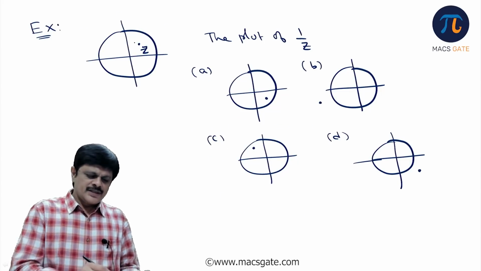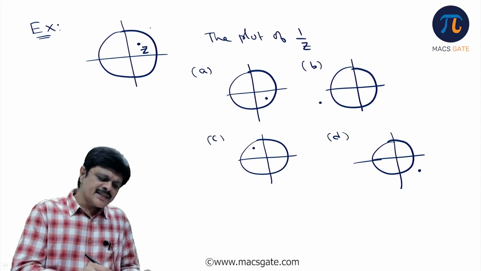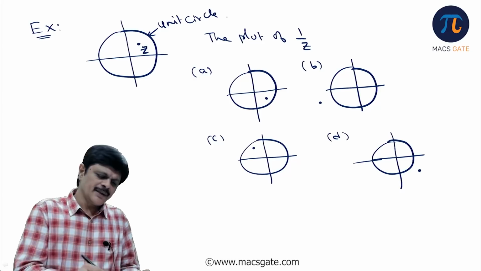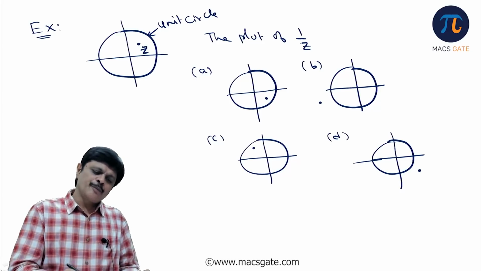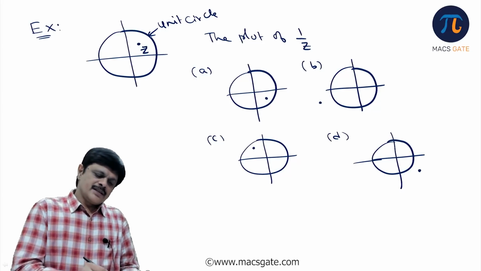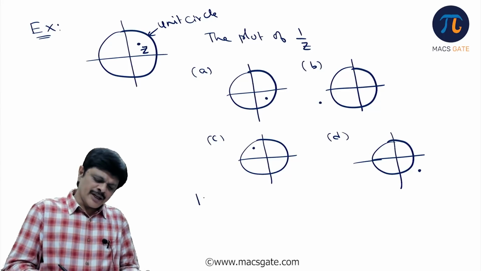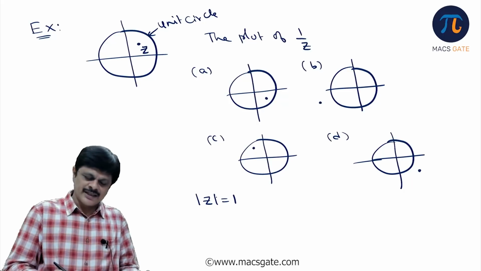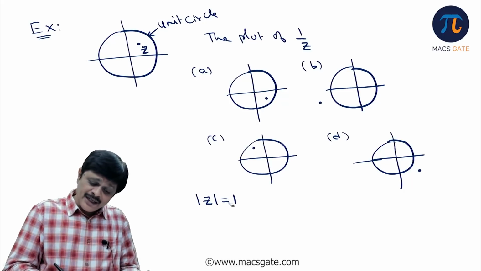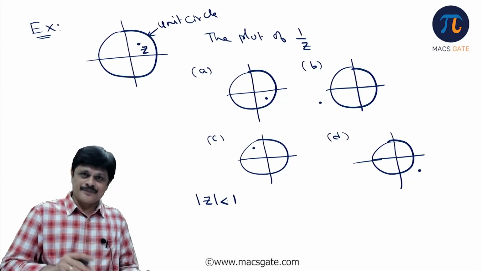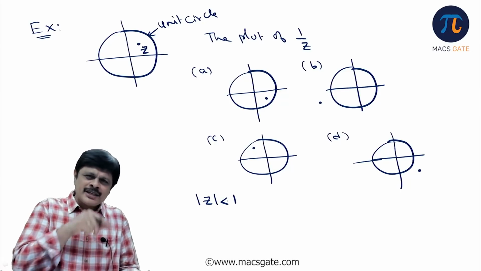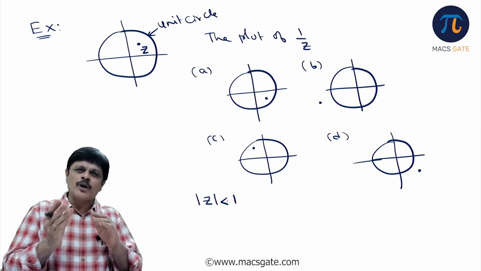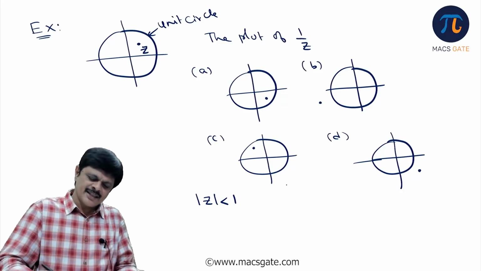One more question. See, the point z is inside this unit circle. So he is asking where would be this 1 by z. See, unit circle means we actually represent it as mod z is equal to 1, that is the unit circle. But this point is not on the circle, it is inside the circle, so it is mod z less than 1. Mod z is equal to 1 means the point is on the circle. Mod z less than 1 means the point is inside the circle.